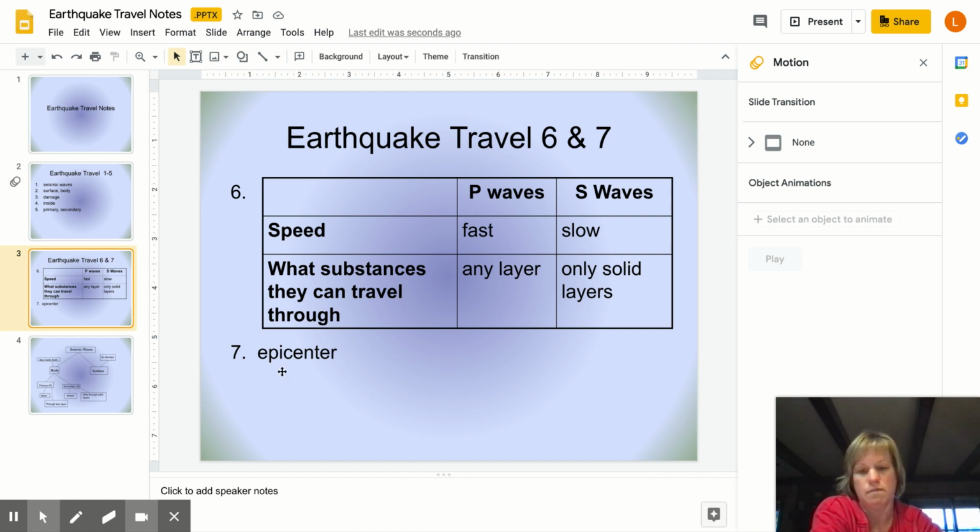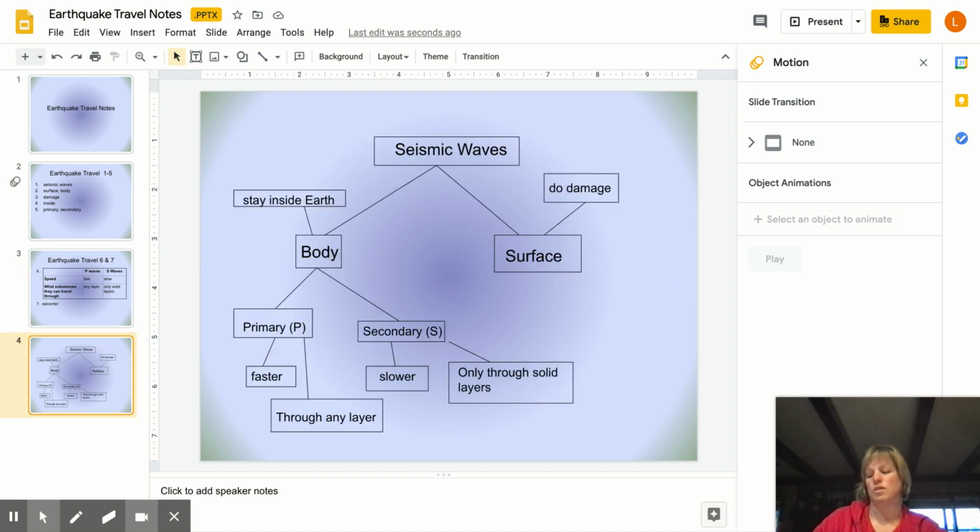Now, number 7 is an important one for the lesson that's coming next. We use this speed difference to find where the earthquake started, and that's called the epicenter. Now, I know not everyone's mind works the same way, but I really like this. And I did not have you put this into your packet, although some of you may want to use it more for your studies. The way that I did this is through a concept map.